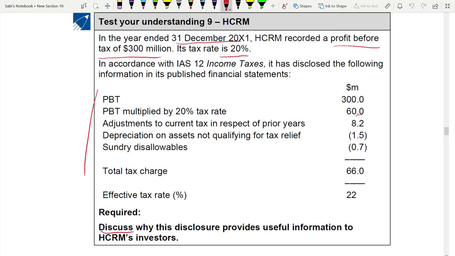Okay, so this is about usefulness of information, less about IAS 12. How do you start? Think, because I'm talking, I'm not giving you time to think. So I'll give you 1 minute. Think and then I will resume.